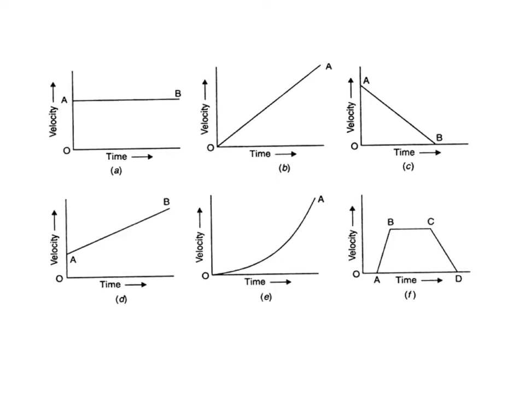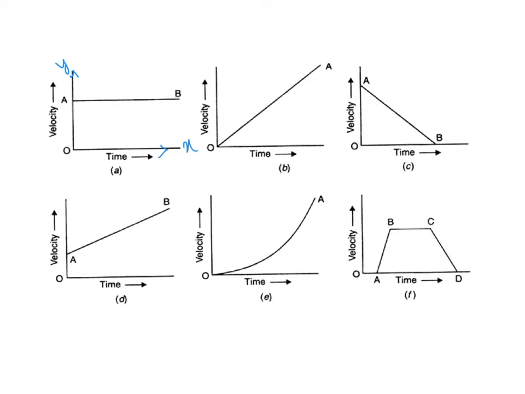Look at these curves. These are all velocity time graphs. That means on my x-axis I will plot time, and on the y-axis I will plot velocity. So look at the first figure here. As time goes, the velocity is constant. A straight line means the velocity is constant.